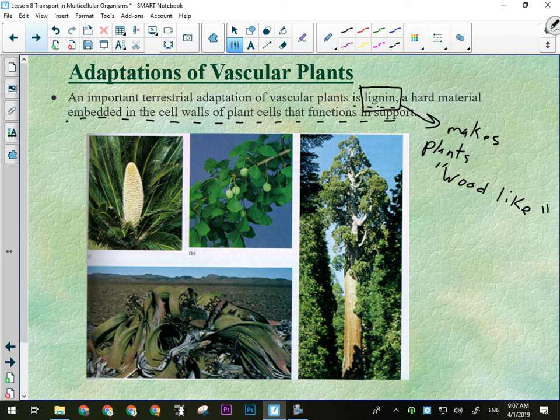Essentially makes their stems wood-like, okay? They obviously wouldn't secrete that into the leaves. You wouldn't want the leaves to get like that. Once the cell walls become wood-like, they also become opaque. No more light is going to get inside that cell, so that cell is now going to no longer be photosynthetic.